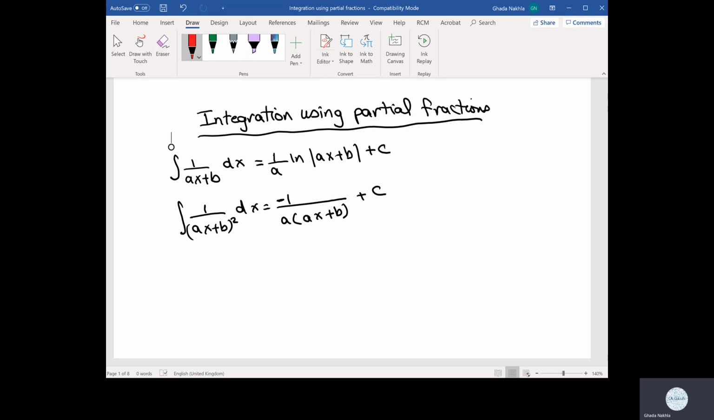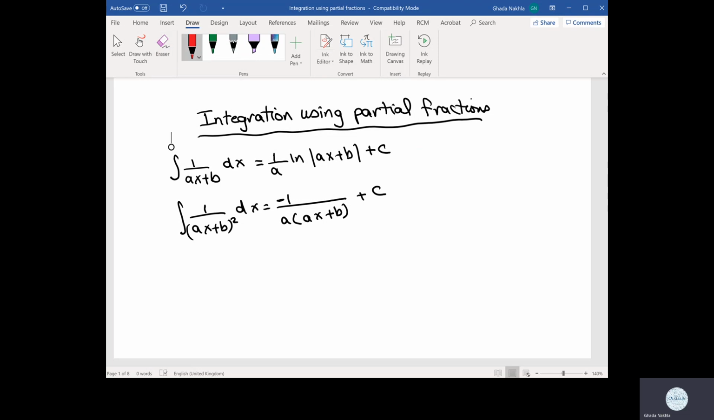The second one is the integration of 1 over (ax plus b) all squared dx, which is equal to minus 1 over ax plus b, and then you divide by the coefficient of x, which in this case is a. This is, in fact, the reverse of the chain rule. If you watch my video on the chain rule, you'll understand that this is the reverse of it, and if you watch the video on special integrals, it will explain where this is coming from in more depth.